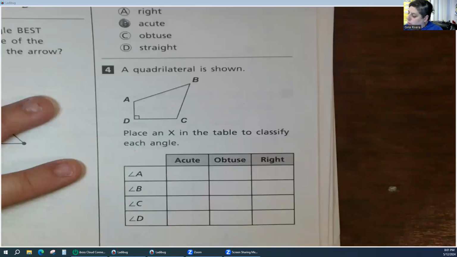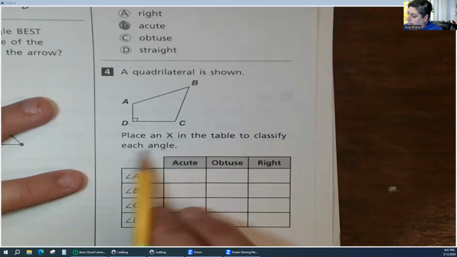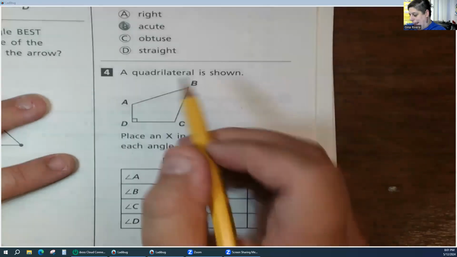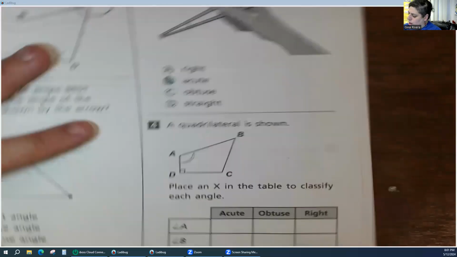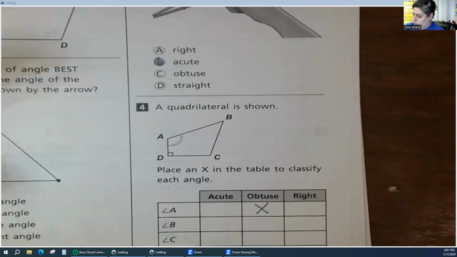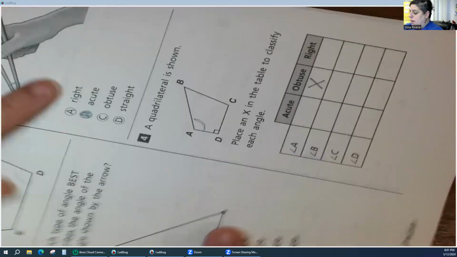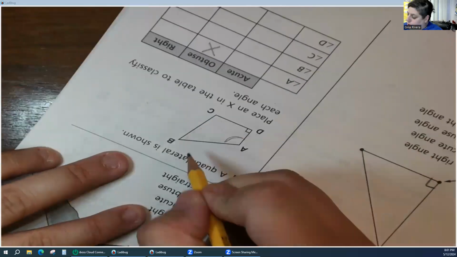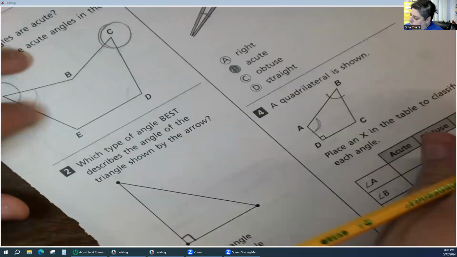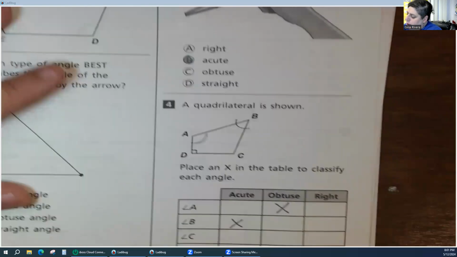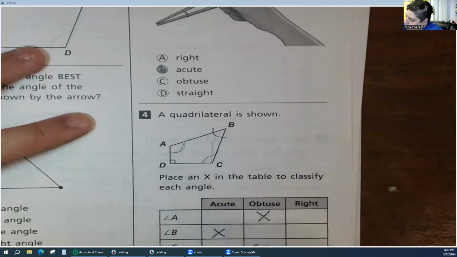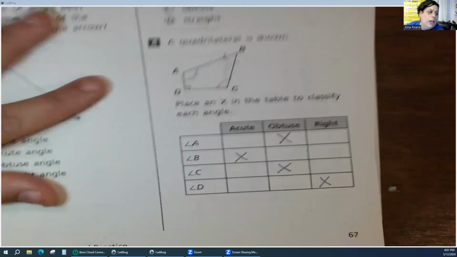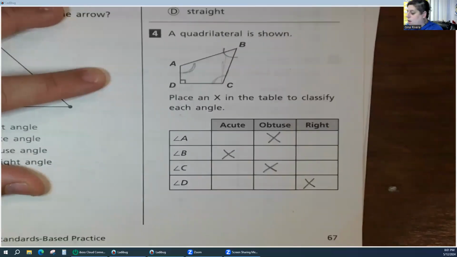And then number 4, a quadrilateral is shown. Place an X on the table to classify each angle. So what is angle A? That looks big to me. That looks obtuse. So I'm going to go obtuse. And there's no shame, I'm turning that paper. B, let me look at B. Oh, B looks acute to me. So I am going to pick acute for B. For C, that actually looks obtuse because it's bigger than 90. And then D has that little box, which is your determining factor on knowing that is a right angle.